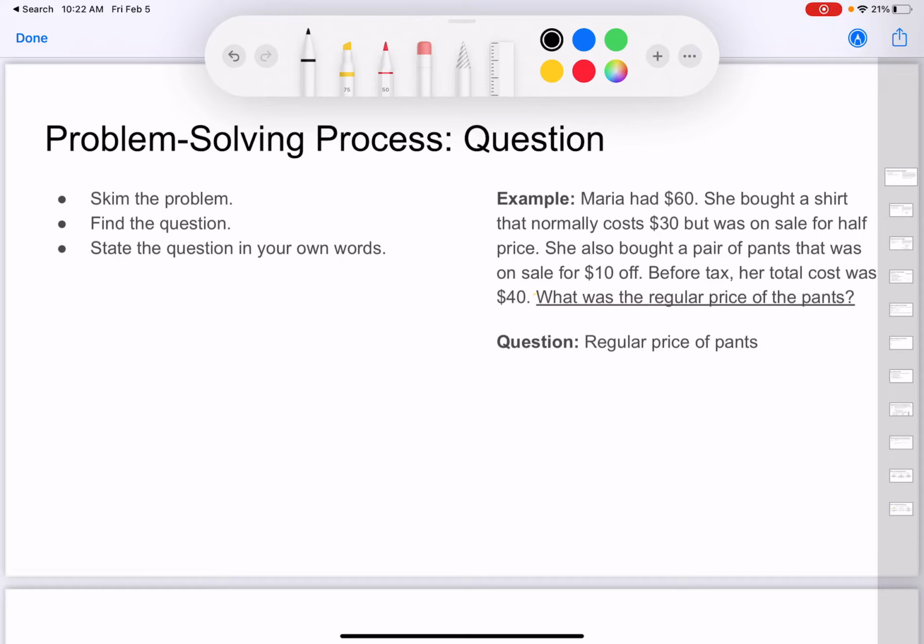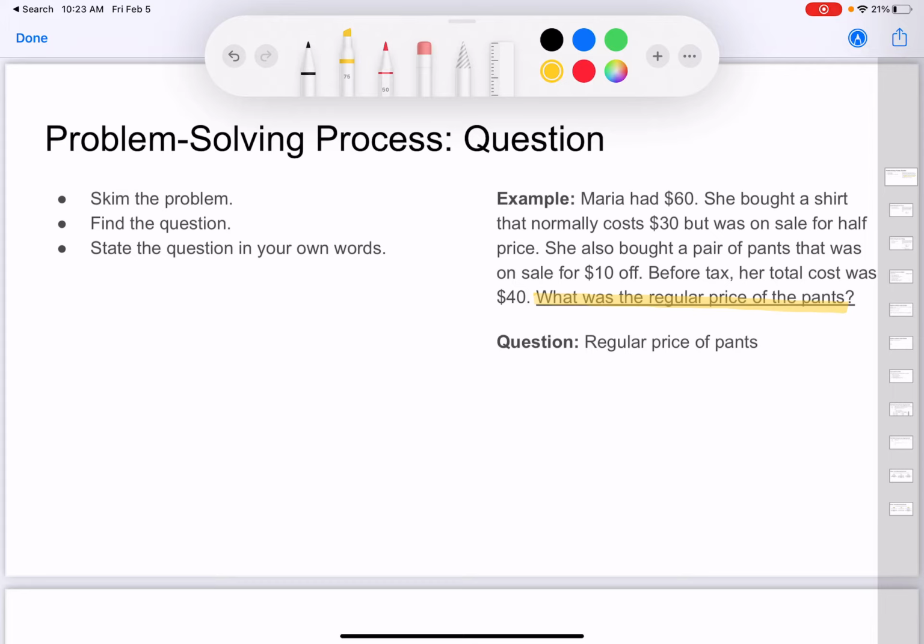So here we have the first problem. Maria has $60. She bought a t-shirt that normally cost $30, but was on sale for half price. She also bought a pair of pants that was on sale for $10 off. Before tax, her total cost was $40. What is the regular price of the pants? So we want to identify the question. The question here would be, what was the regular price of pants?